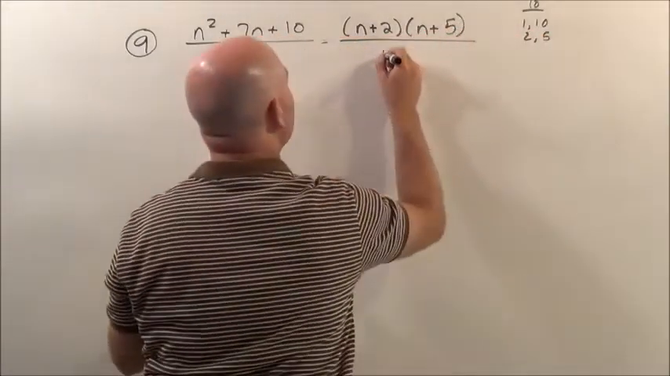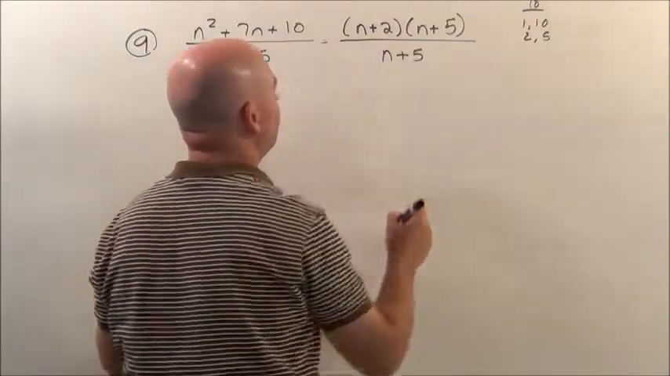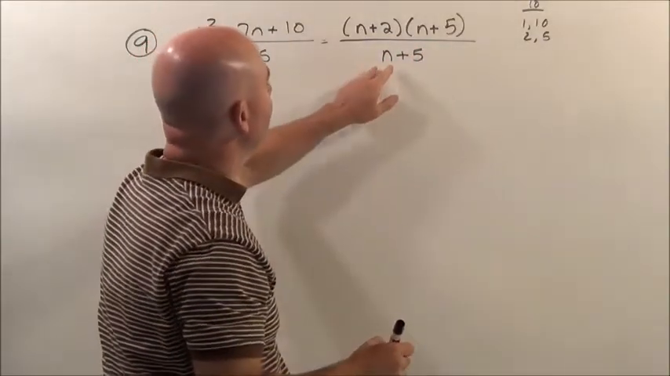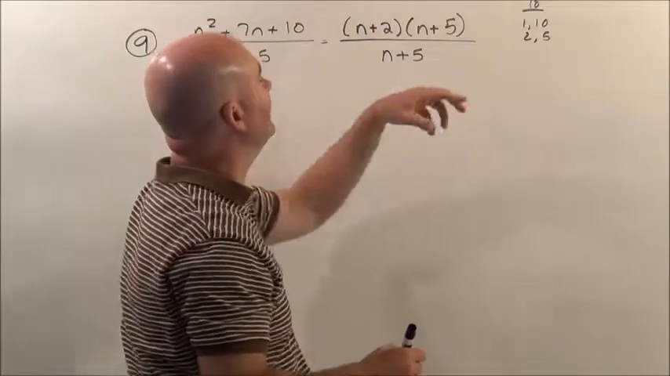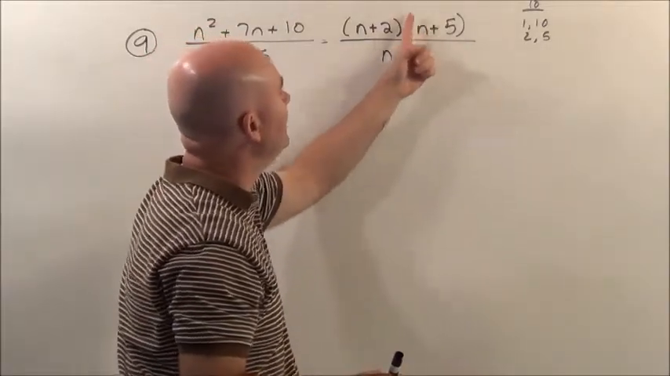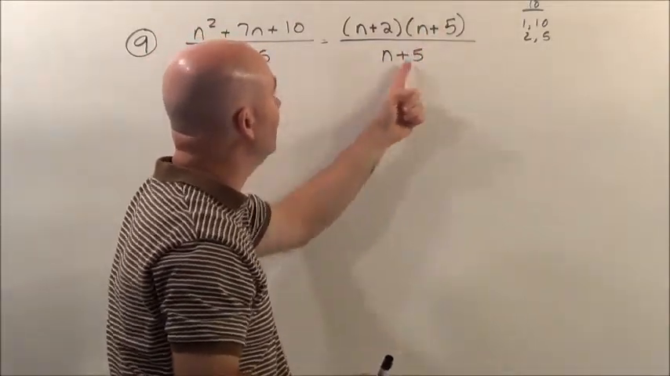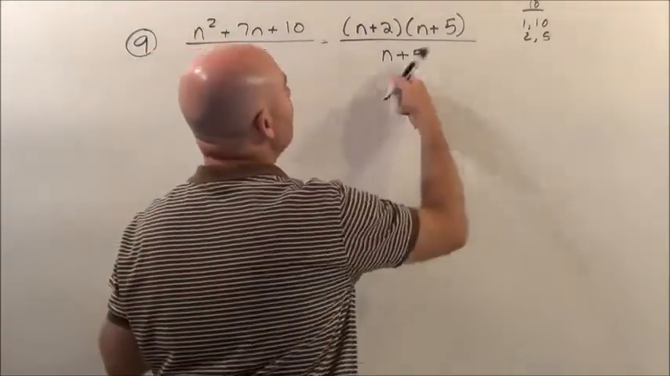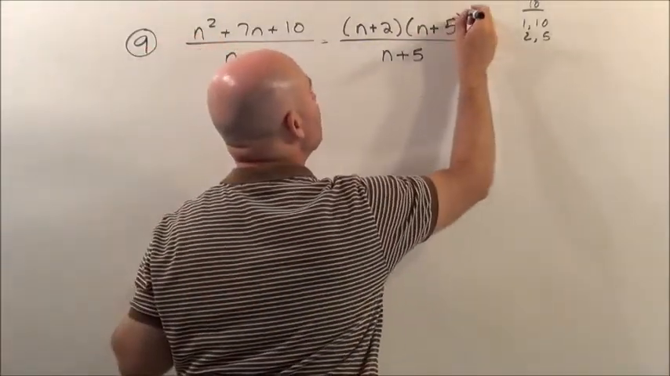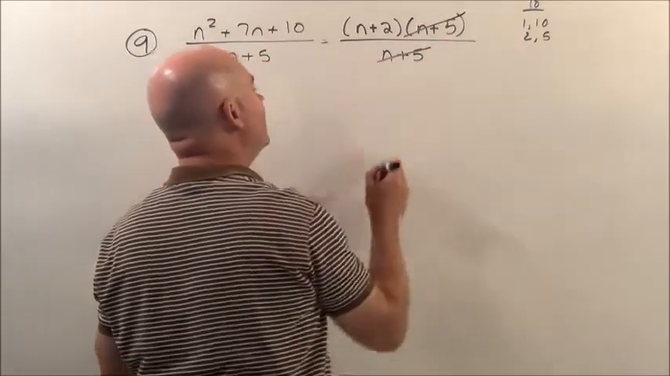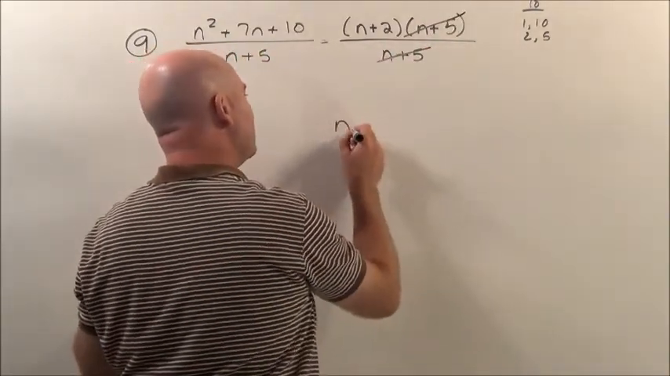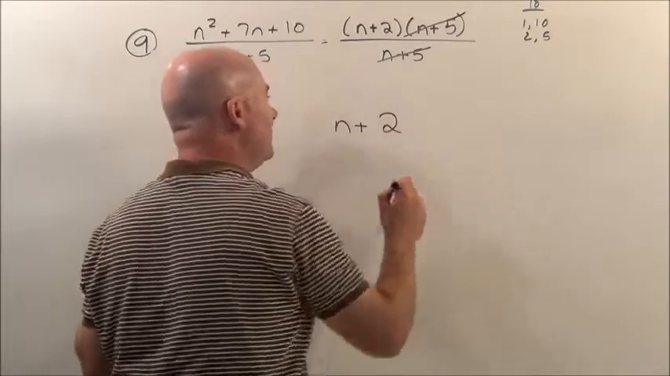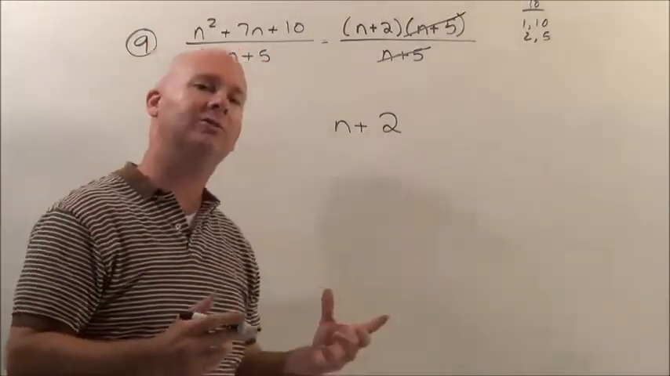Now, all this is over n plus 5. We don't know what n is, but here's what I do know. Let's say n is 4. This would be a 9 right here, and this would be a 9, and they would cancel out with one another. So I can see that no matter what n is, this guy and this guy are going to cancel. So our answer is this just simplifies to n plus 2. And we think that we're all done.